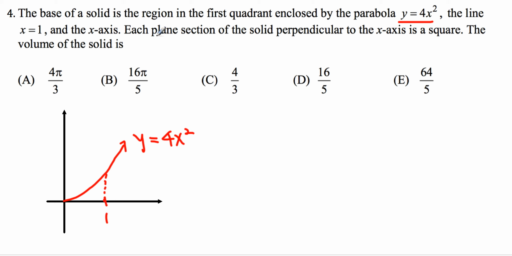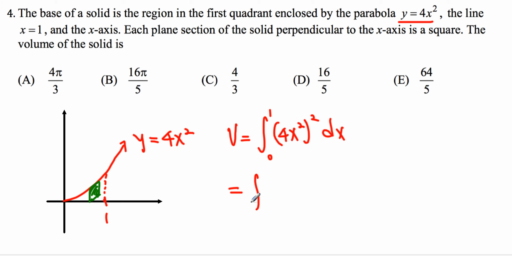Now, each plane section of the solid perpendicular to the x-axis is a square. So once again, I can imagine a square. The volume of the solid, so how would you find it? The volume is equal to the integral from 0 to 1. In this case, the length of the side is a y value, which is 4x squared. The entire thing squared to find the area of the square, because side squared is the area, and dx.